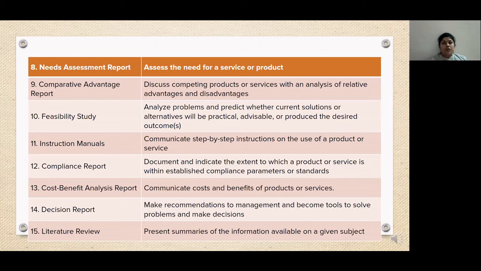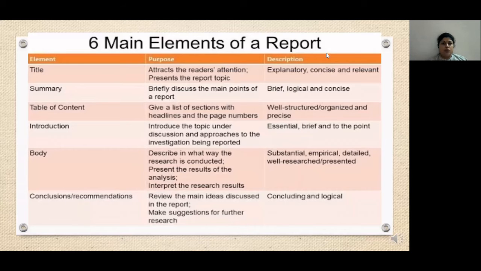Okay, so this is how we look towards these types of reports and their functions. Now, I hope you have understood the different types of reports. Now, let's move on to the next section, that is the main elements of a report.